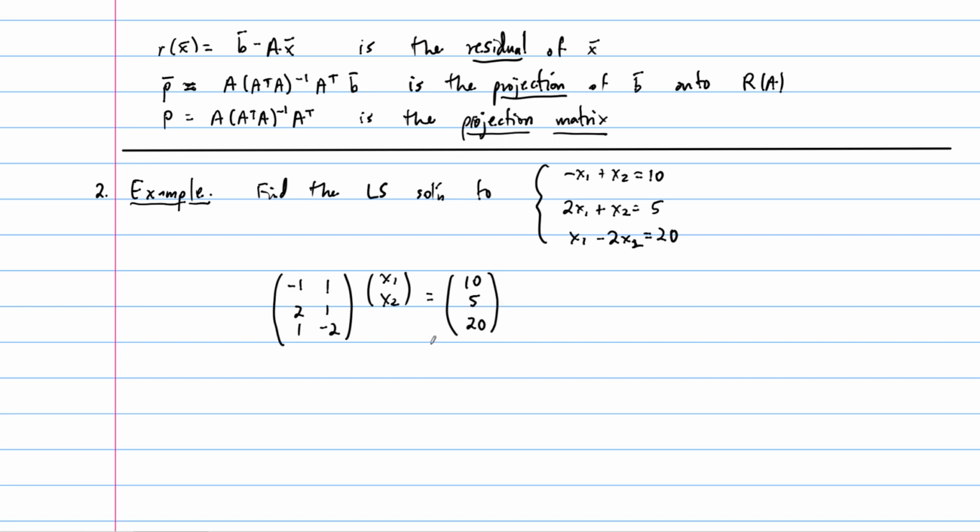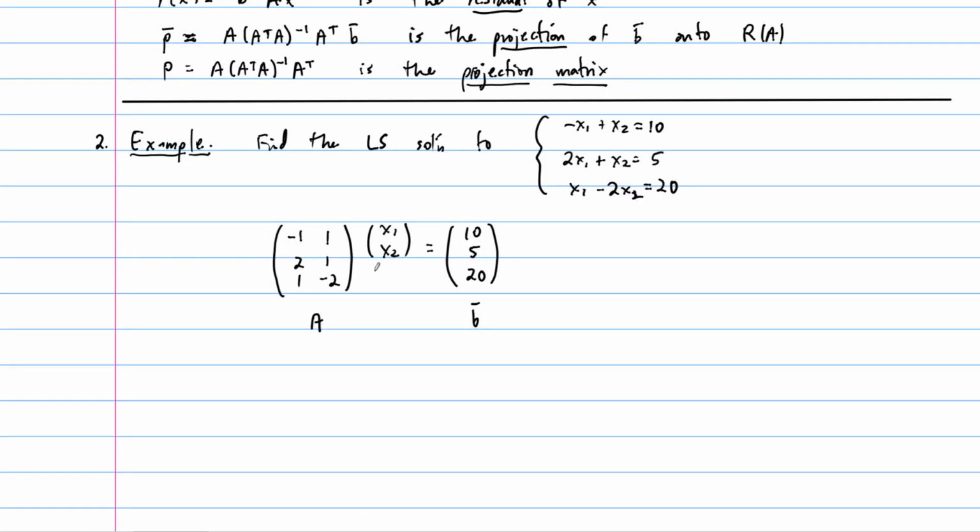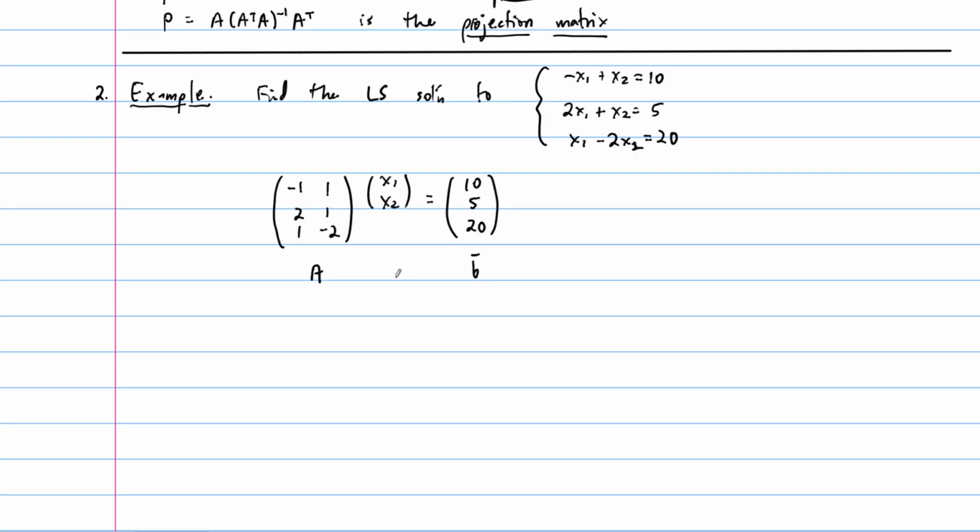Okay, and so this is then the matrix A. This is the vector b. x is, of course, just the unknowns that we want to solve for. So we're going to find the best fit solution here. We need to start by working out A transpose A and A transpose b. So let's just write out all the pieces here.